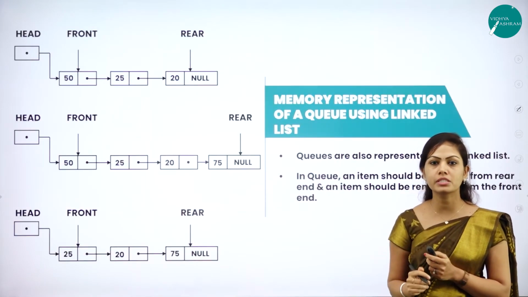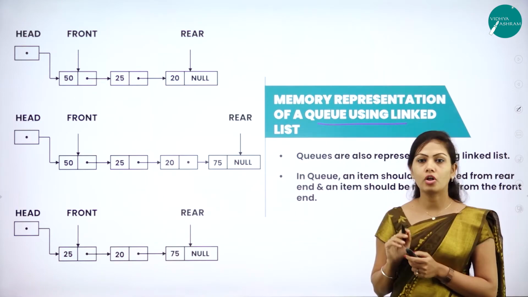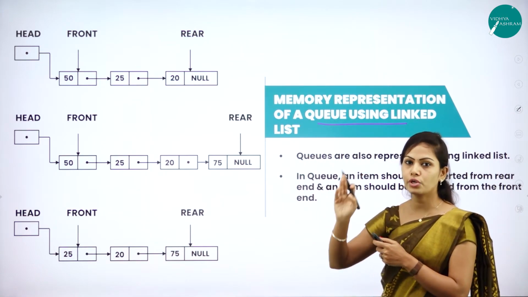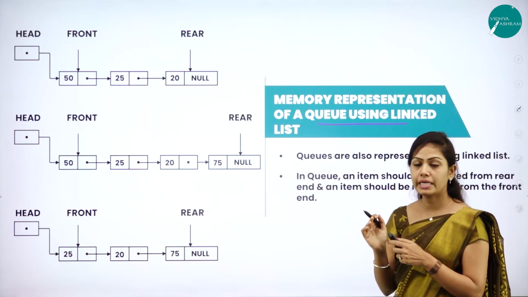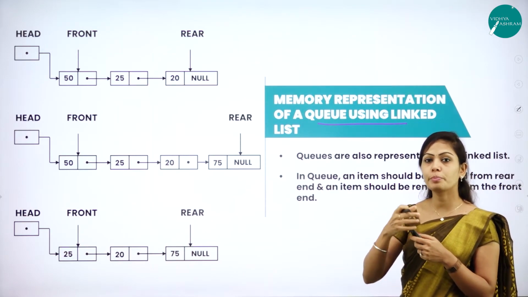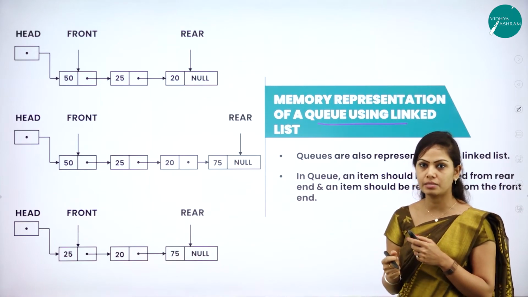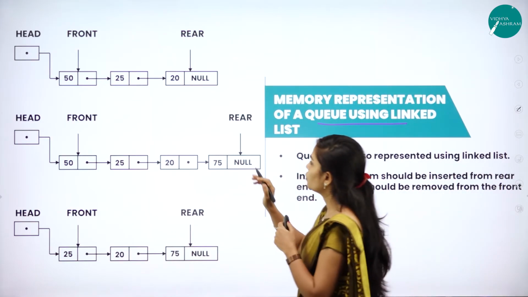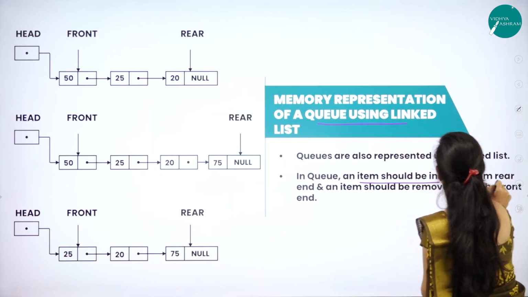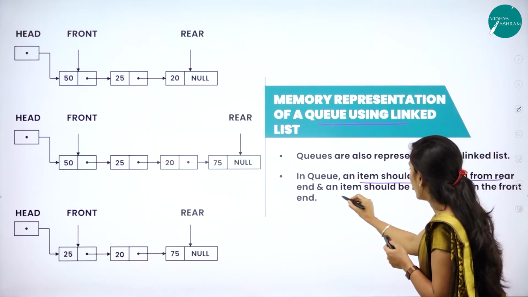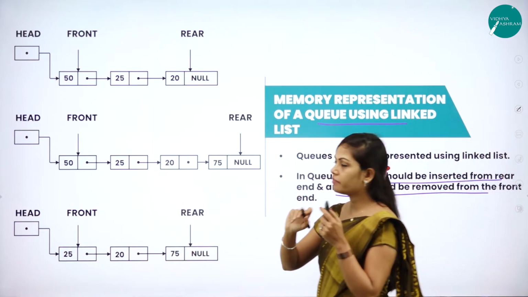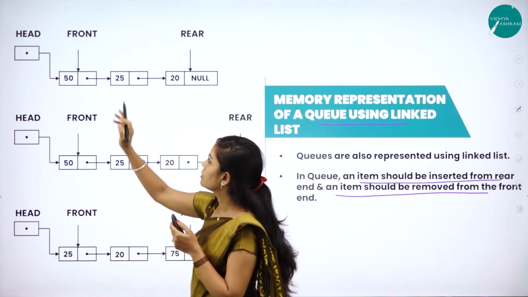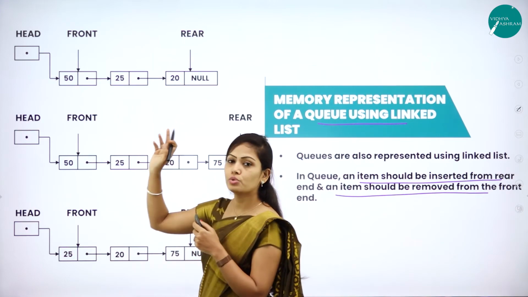And next we have memory representation of queues using linked list. Already I have discussed queues in my previous session, so today I will discuss the memory representation of queues using linked list. In queues, the element which is inserted first has to be removed first. That is the first in first out mechanism. In a queue, an item should be inserted from the rear end and removed from the front end. How to represent a queue using linked list?